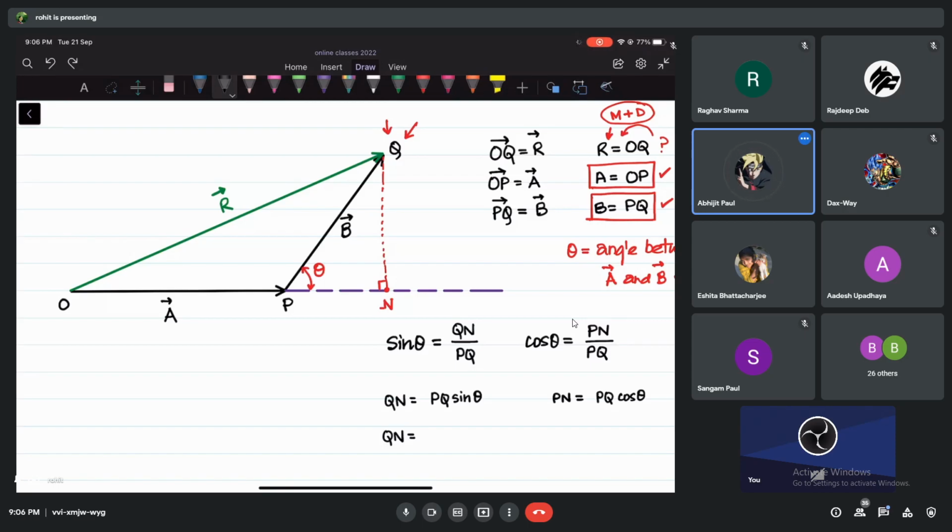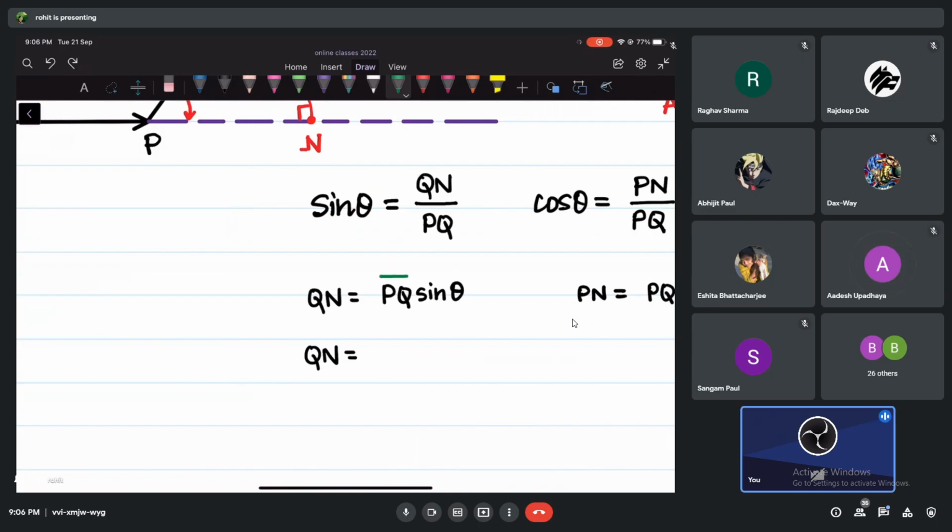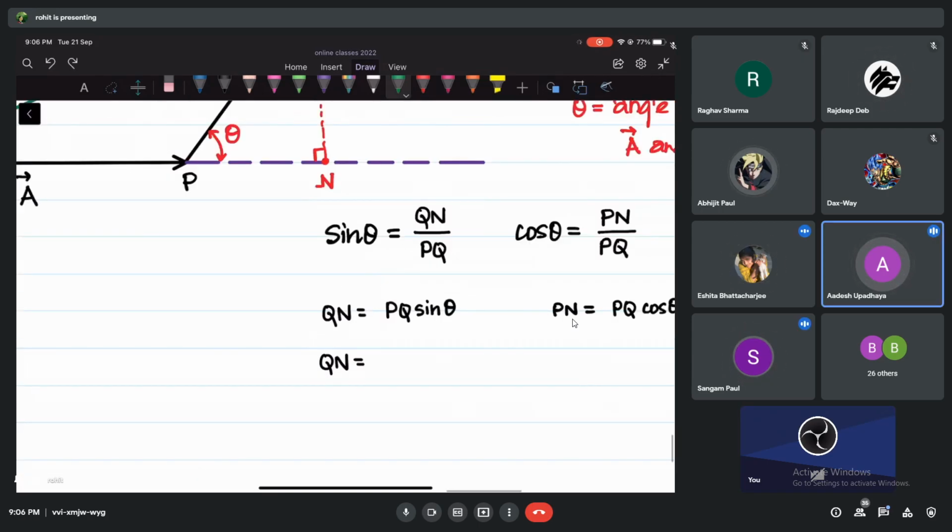Does PQ represent B vector, or only the size of B vector? Only the size, because I don't have the arrow here. In sine and cos, will you put arrows like this? No, that is wrong. So right now they are representing the size of vectors.